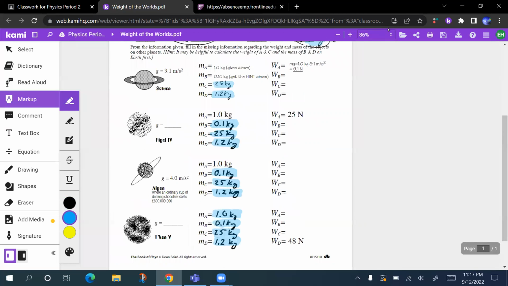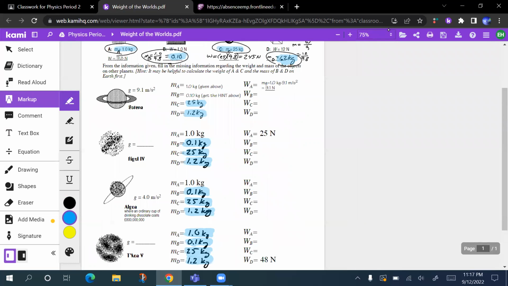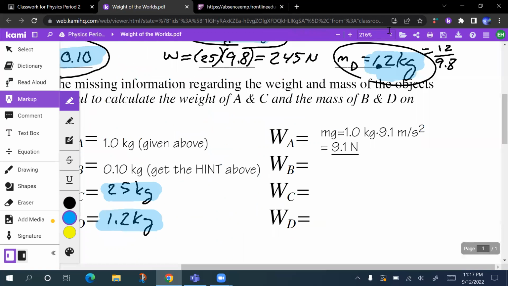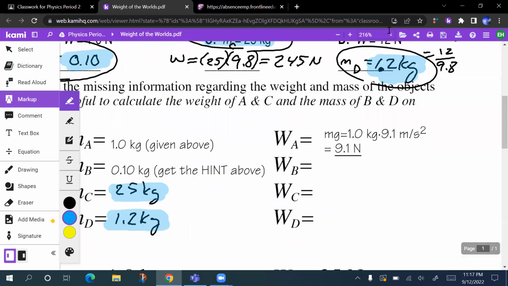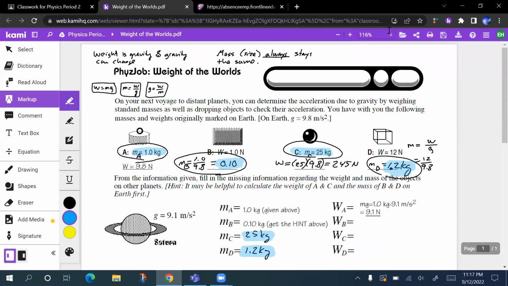Okay, so that part is completed. Now what we're going to do is work on some weight calculations. The weight on Saturn is going to depend on the following. Remember, weight is equal to mg. That's our equation. Weight is equal to mg.